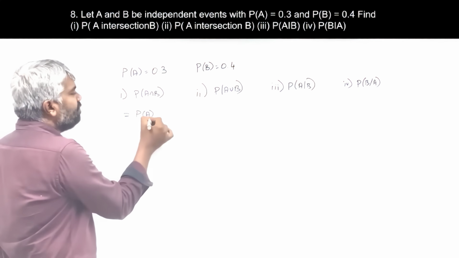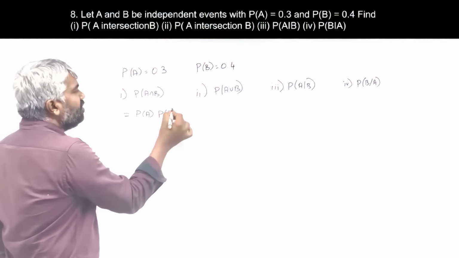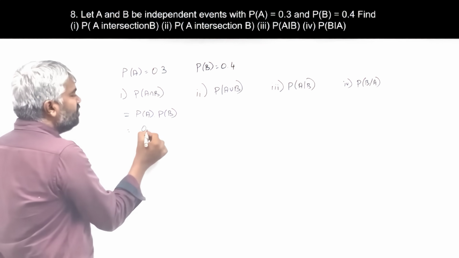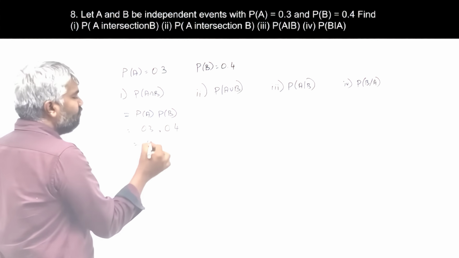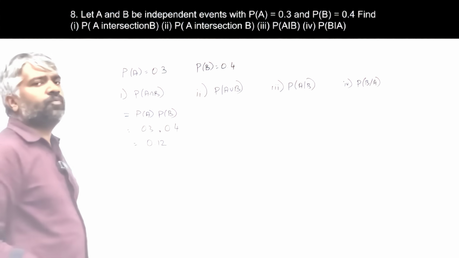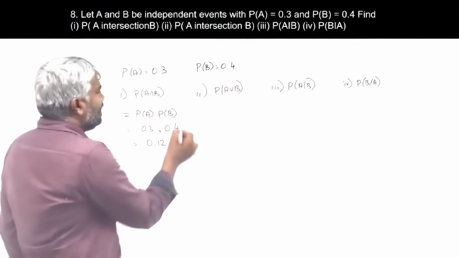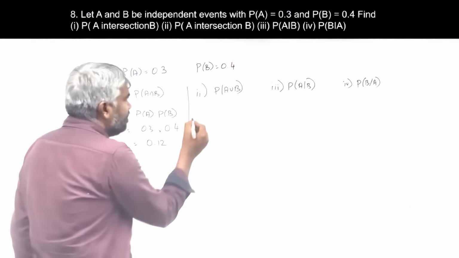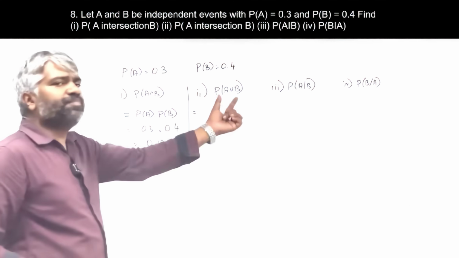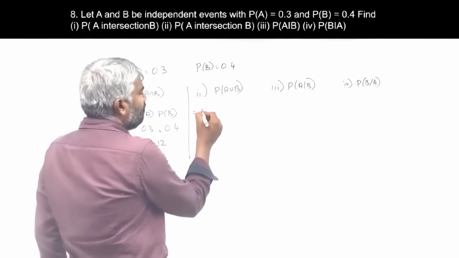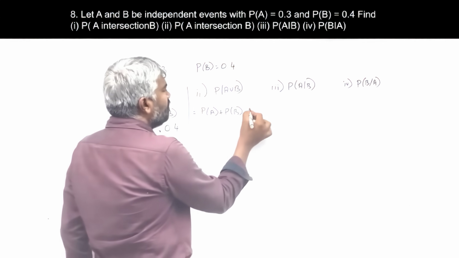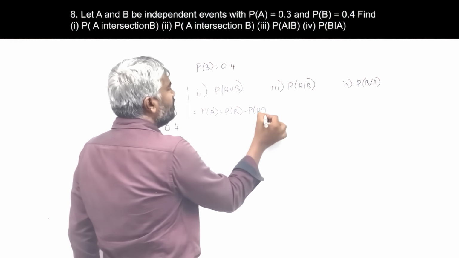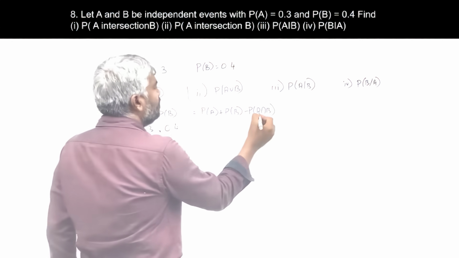You know that since it is an independent event, P of A into P of B, which is 0.3 into 0.4, which is 0.12, right? Next, the second subdivision: we need to find the value of P of A union B. What is P of A union B? P of A plus P of B minus P of A intersection B, right?